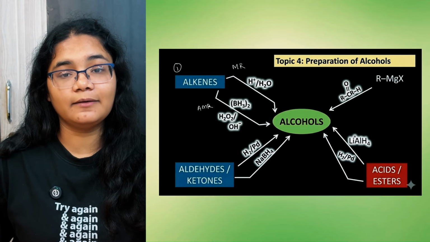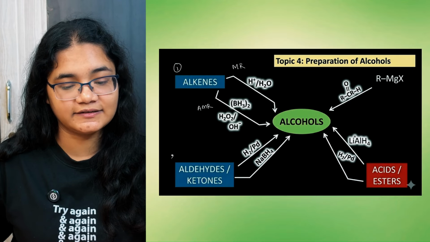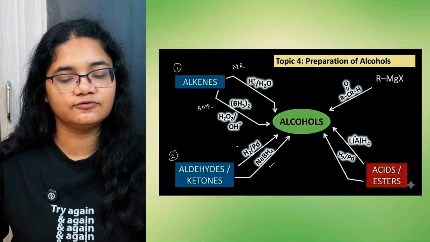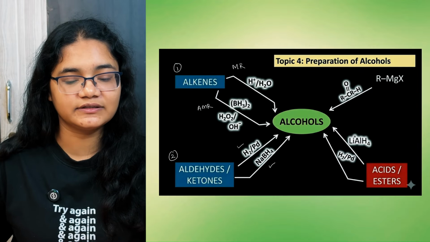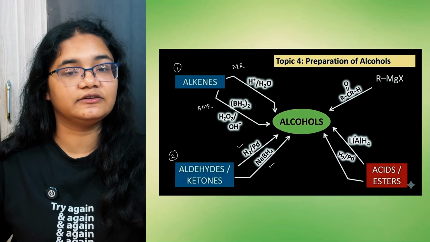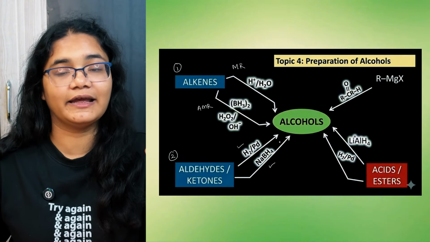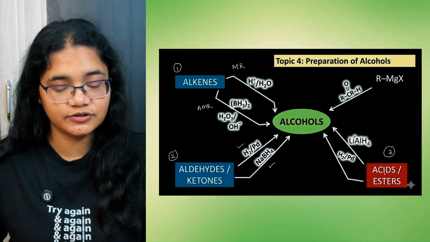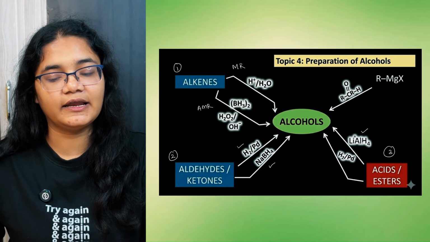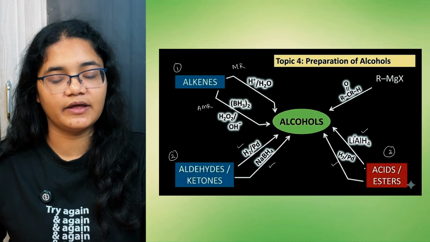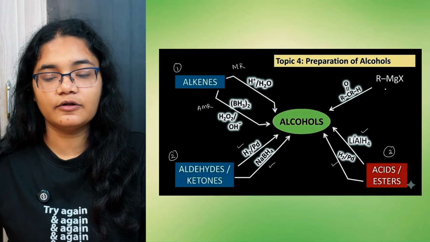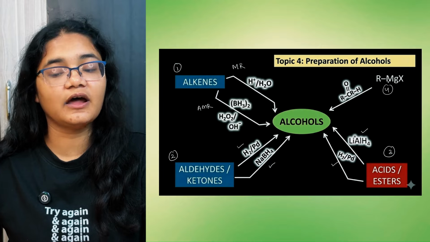Now the second method was from aldehydes and ketones. If you take aldehydes or ketones and treat them with NaBH4 or hydrogen and palladium, reducing them using these reagents, you will get alcohols. Now the third one was from acids or esters. Here if you treat them with LiAlH4 or H2 palladium, it will also reduce acids and esters to give you alcohols.